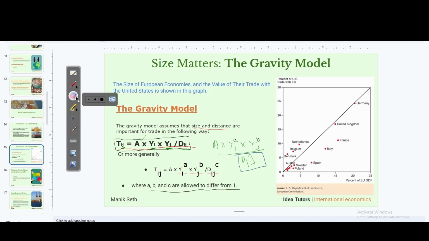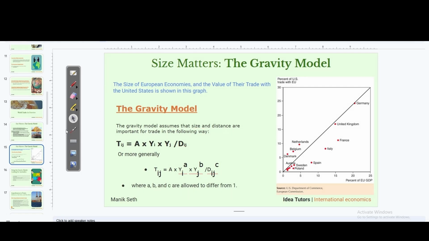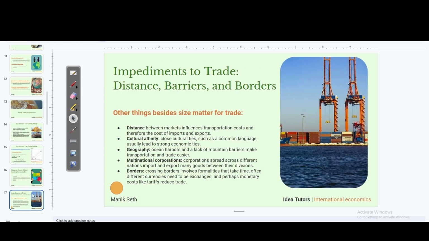Now, again, I have told you that it is not a perfect model. So let's look at what other things, besides size, matter. Distance is an important factor when we talk about the factors that impact trade. Besides that, there are these other factors also. Distance is majorly for the transportation cost.